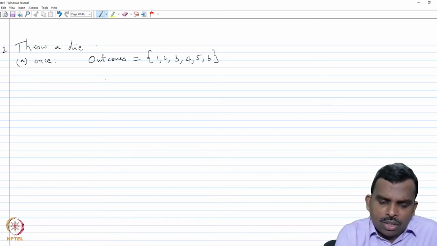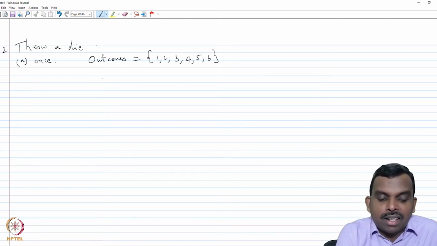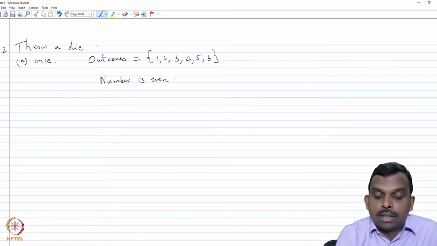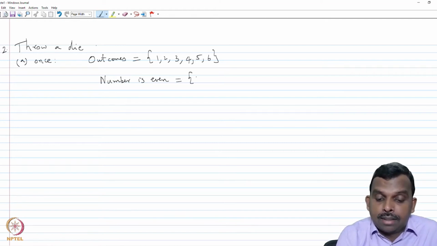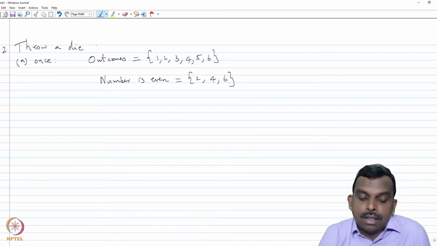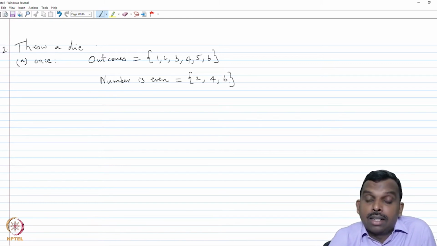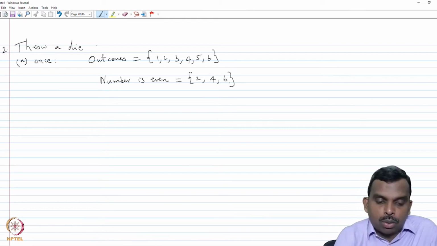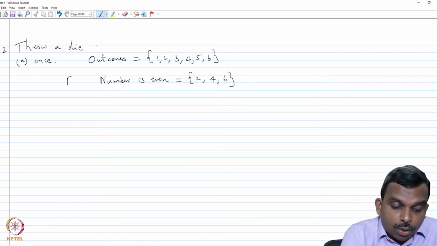The event which could be mildly interesting is the event that the number is even. Okay, what is this event? This event is the subset 2, 4, 6. Those are the 3 even numbers in this list. So that makes up the event that the number that showed up was even. Okay, so if you want, you can call it, I don't know, E even.